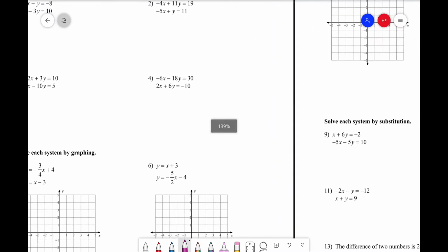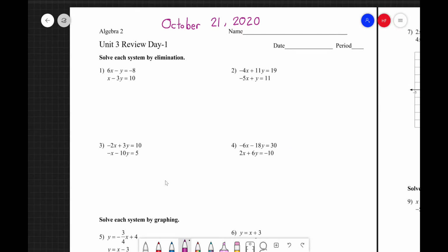So I'm going to do elimination. That's where we want something to cancel out. If you've joined me on my Zooms, then you know this is not my favorite method. So we're going to look at number 1. We've got 6x minus y equals negative 8, and then x minus 3y equals 10. So we want to get one of our variables to look exactly like the one below it.